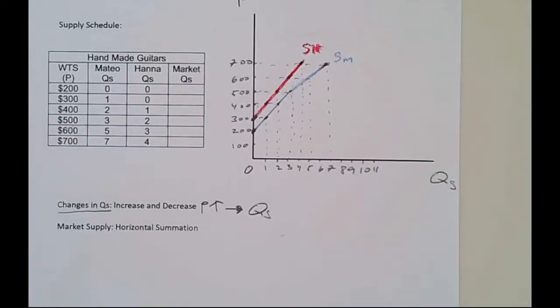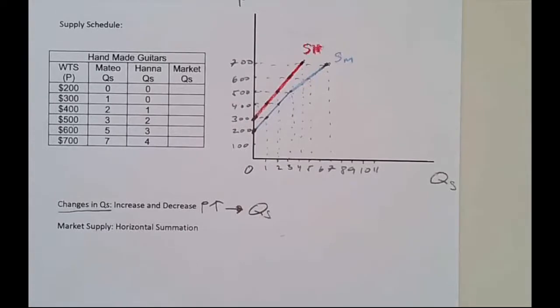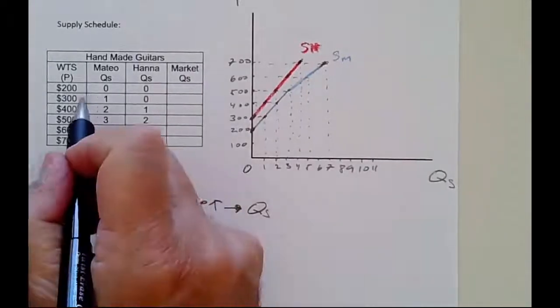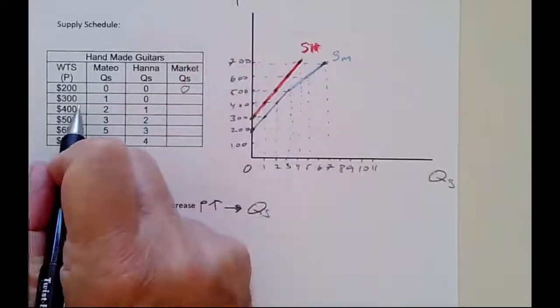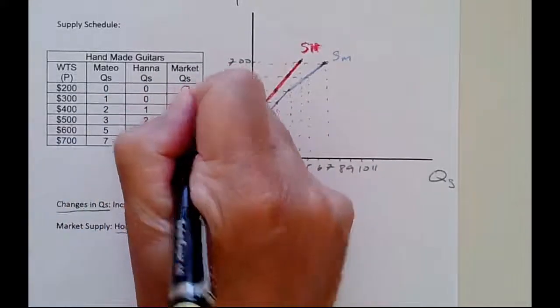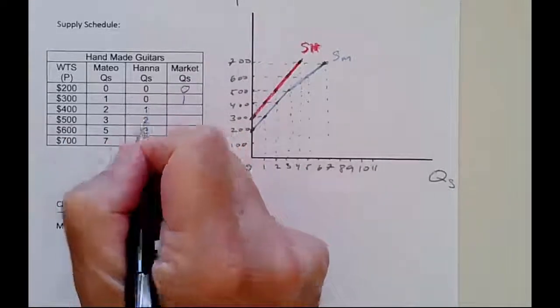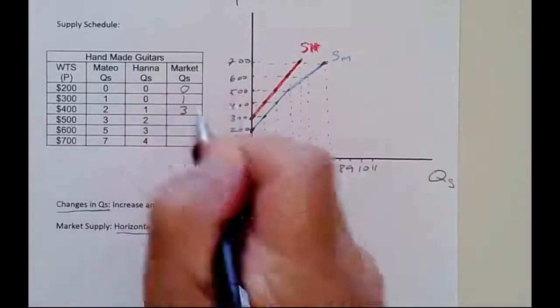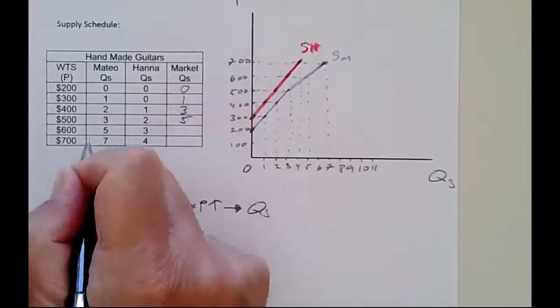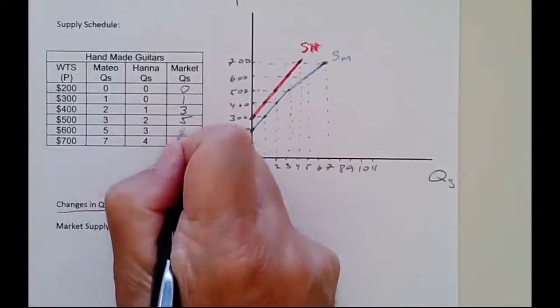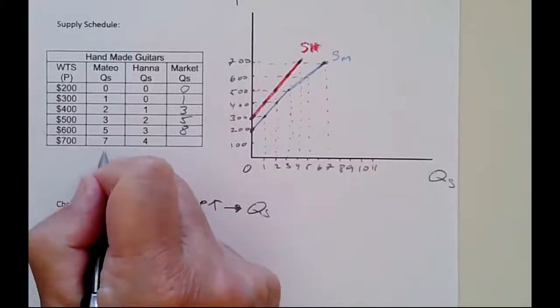Now we can get the market supply if we add the numbers from Mateo and Hannah together. And so essentially, again, it's horizontal summation. So at $200, we have 0 from Mateo, 0 from Hannah. At $300, now Mateo makes 1. Hannah's still not in the market. At $400, we get 2 from Mateo. Now we have 1 from Hannah. At $500, we have 3 and 2 is 5. At $600, 5 and 3 is 8. At $700, 7 plus 4 is 11.